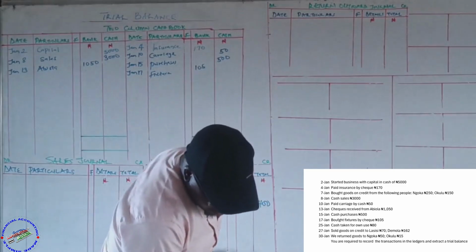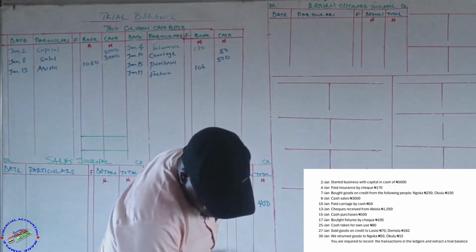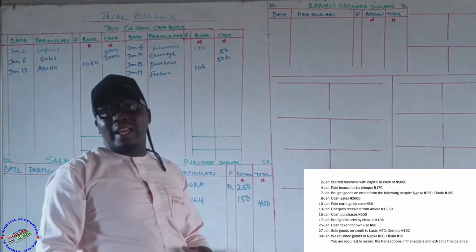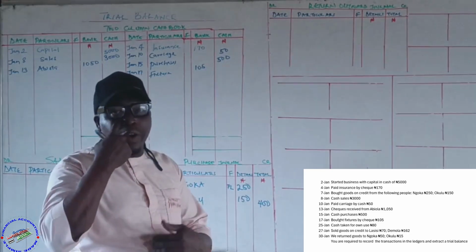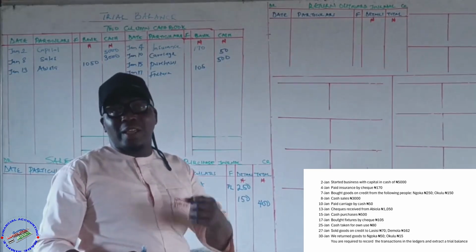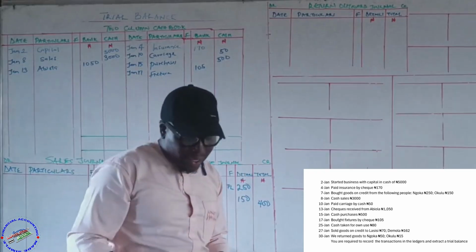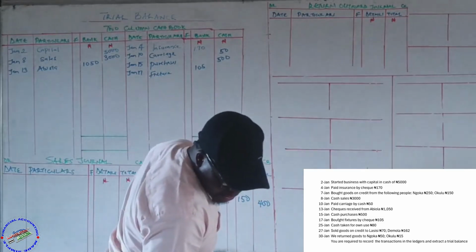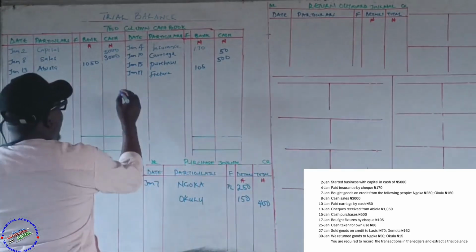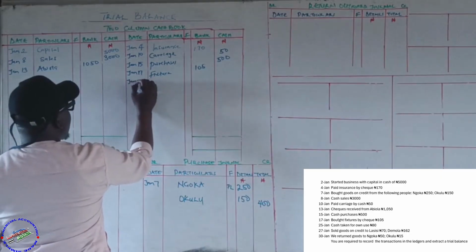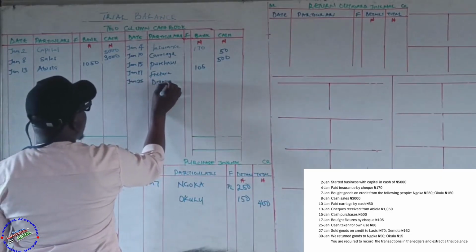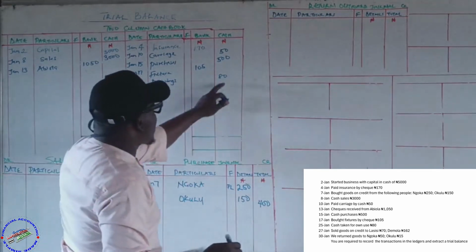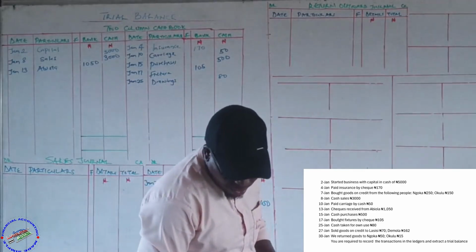January 25. Cash taken for own use. Cash taken for personal use, for own use. That is drawings. It means we are taking part of the money in the business. So we are drawn from the business. So cash taken for own use is 80 naira. That is January 25. Drawings. Cash taken for own use, 80 naira. We post it under cash because the transaction involved cash.